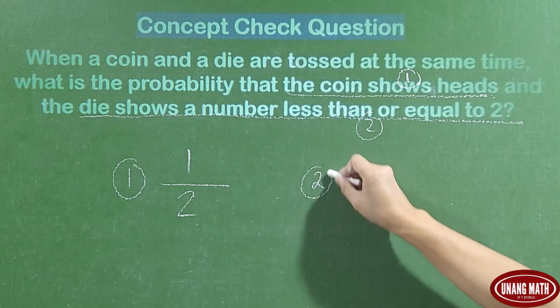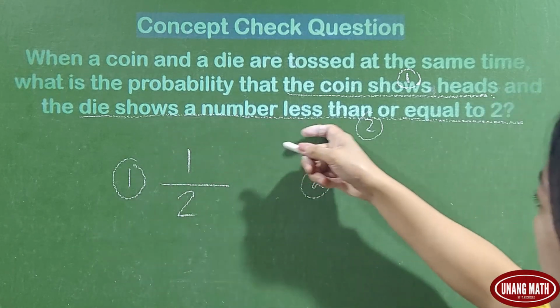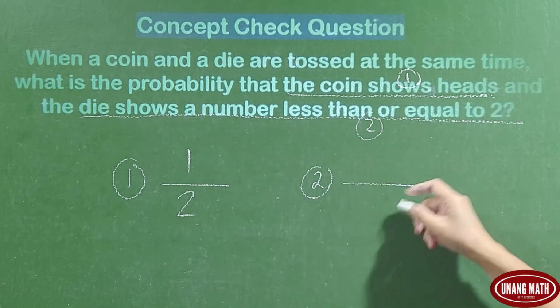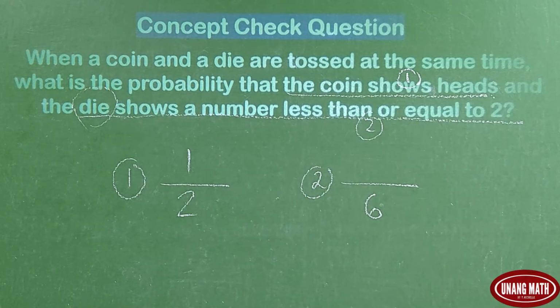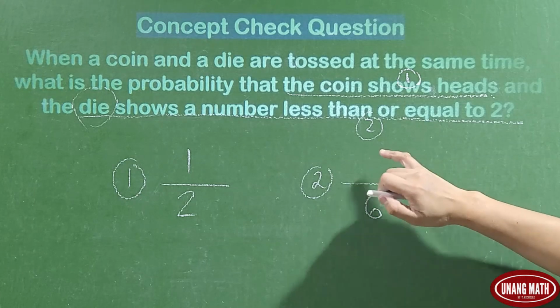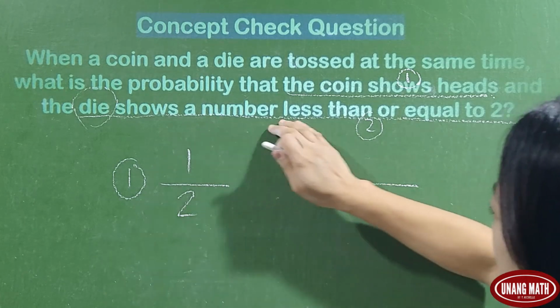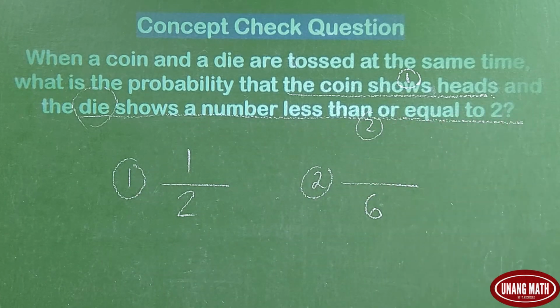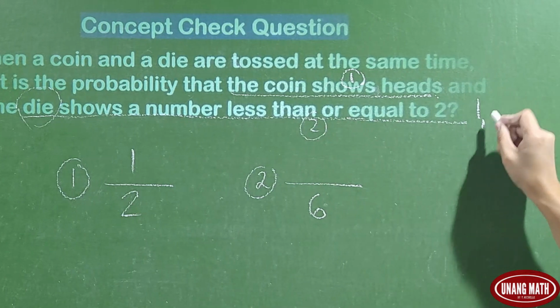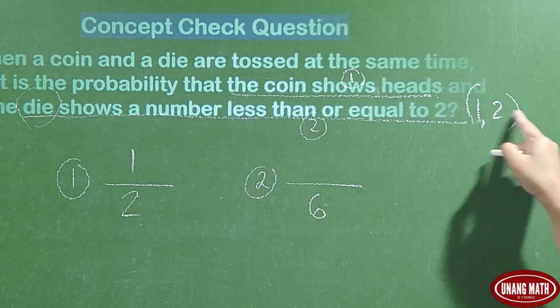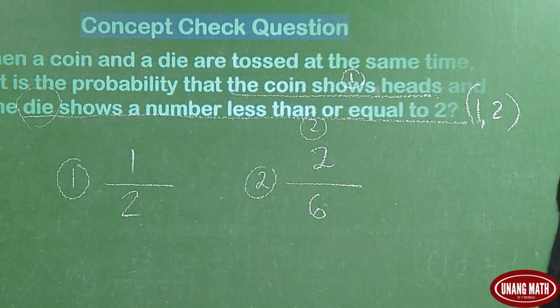For the second event, the die shows a number less than or equal to 2. So possible outcomes, since this is a die, we have 6 possible outcomes. What about favorable outcomes? Shows a number less than or equal to 2. So from 1 to 6, less than or equal to 2, we have 1 and 2. So we have here 2 favorable outcomes.